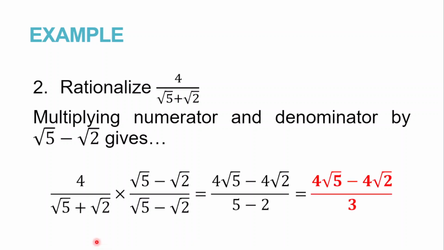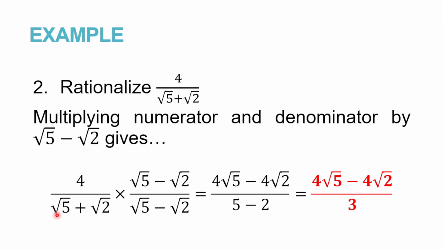So here you have 4, and you're gonna multiply the numerator and the denominator by the conjugate of this, and then to get the top part, you're simply gonna distribute. 4 times square root of 5, that's 4 root 5, since you can't really simplify that. 4 times root 2, that will also give you 4 root 2.